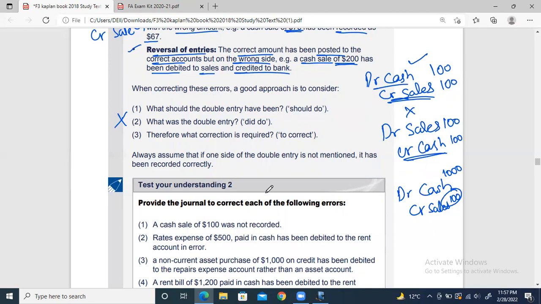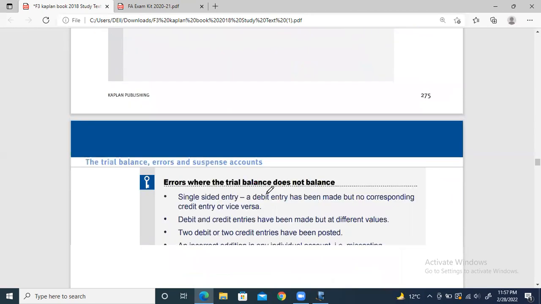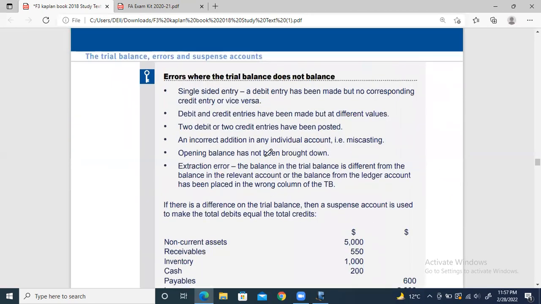So let's jump on to the second type of errors, which is the errors where the trial balance does not balance. Over here, the debits are not equal to the credits. That means the trial balance catches the mistake.